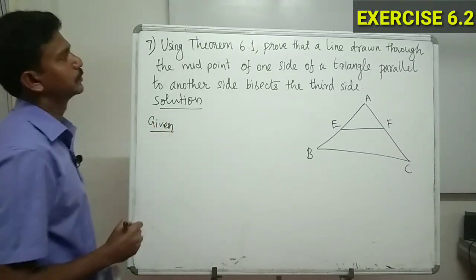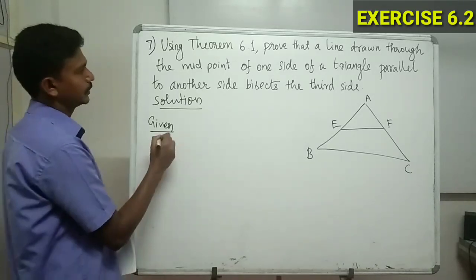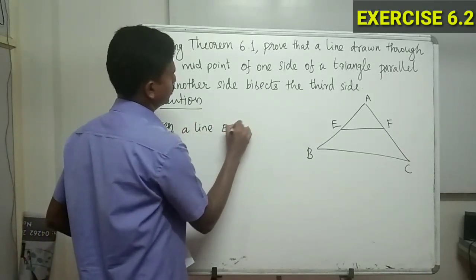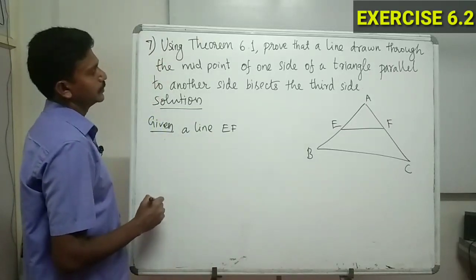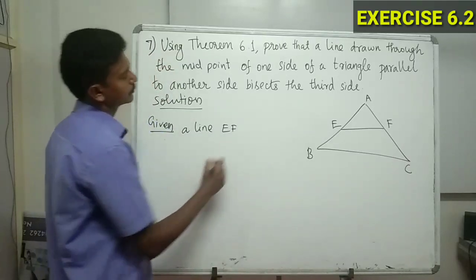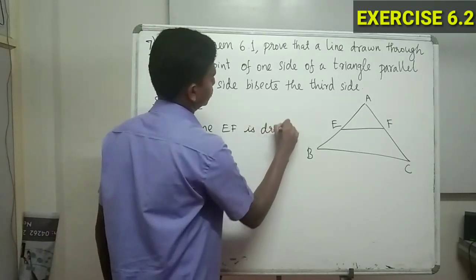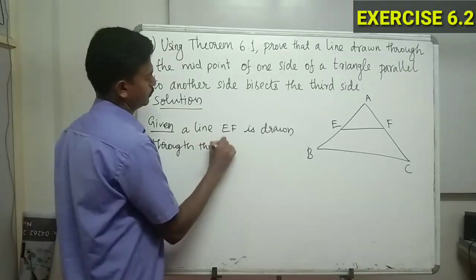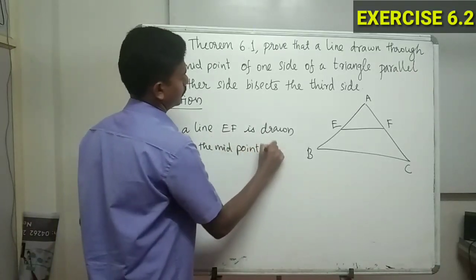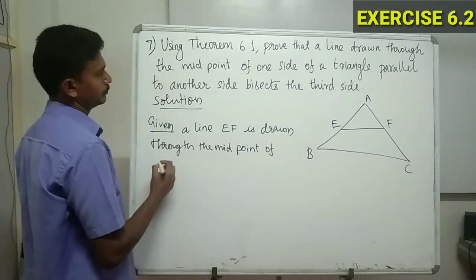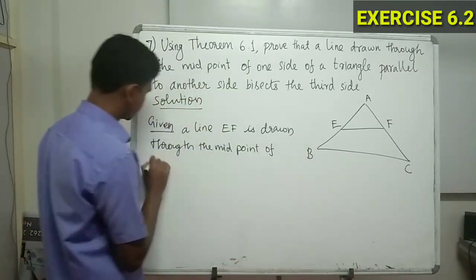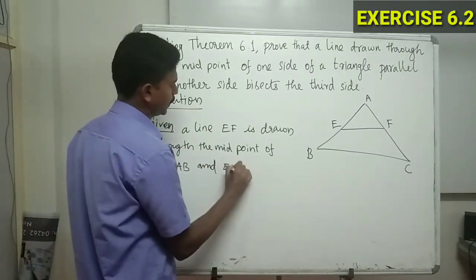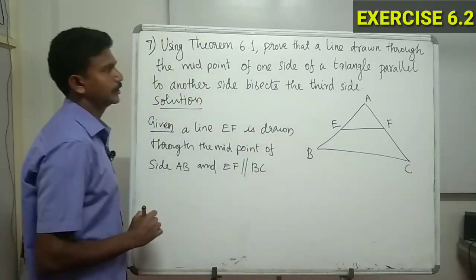So given a line EF is drawn through the midpoint of side AB, and EF is parallel to BC.